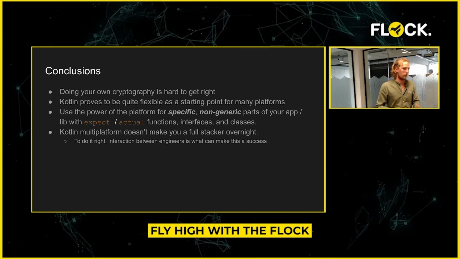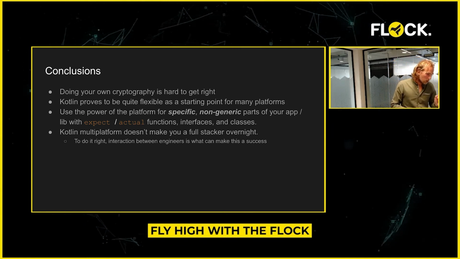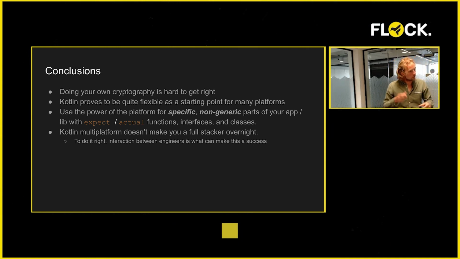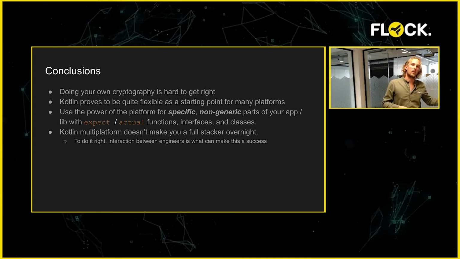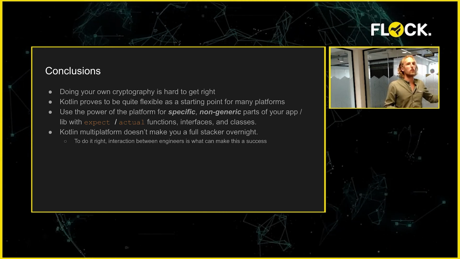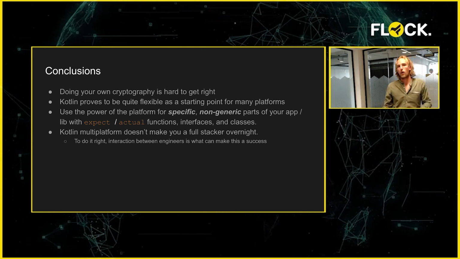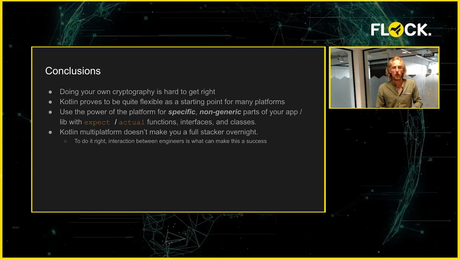You can use the power of the platform for specific non-generic parts of your app, meaning that when you need to get that secure random byte, you can actually use the power of the platform. When you need to get that file from disk, you can actually use the power of your platform.